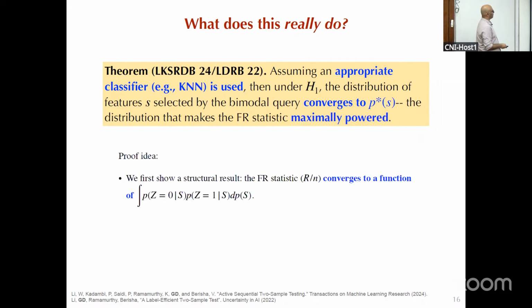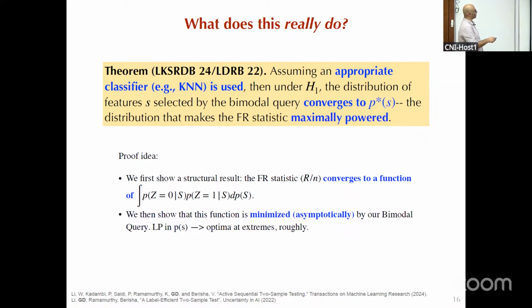So this is the main theorem. The proof idea is that we have to show a structural result about this Friedman-Rafsky test. What we show is that the Friedman-Rafsky test converges to some function of P of S and these conditional distributions. And then we show that this thing is minimized by exactly this P star S distribution. Right? So that's the basic architecture of the proof. All of these require some analysis, but this can be done.